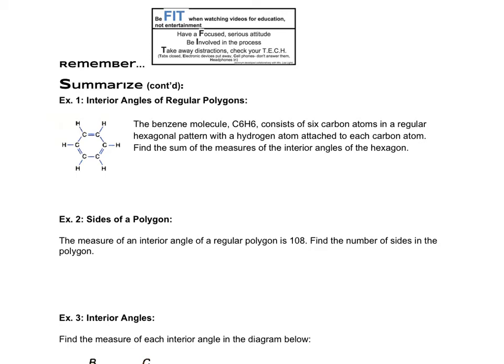As I read through this one, the benzene molecule C6H6, and yes, I know those should be subscripts, sorry, consists of 6 carbon atoms, so that's an important word there, in a regular hexagonal pattern. Oh, there's another clue, with a hydrogen atom attached to each carbon atom. What we need to do is find the sum of the measures of the interior angles. So from all the circled information, hopefully you can get that n is equal to 6.